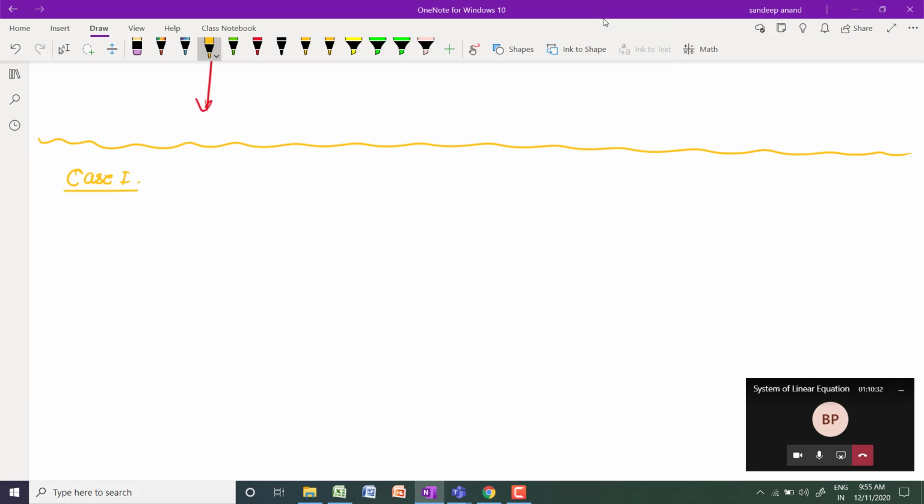Case one is what? Now I'm writing one equation, 2x plus 3y is equal to, suppose, 6, and the second equation is 3x plus 4y is equal to 9. Suppose this is the equation. I'm writing here 8 instead of 9. Equation number 1, equation number 2.